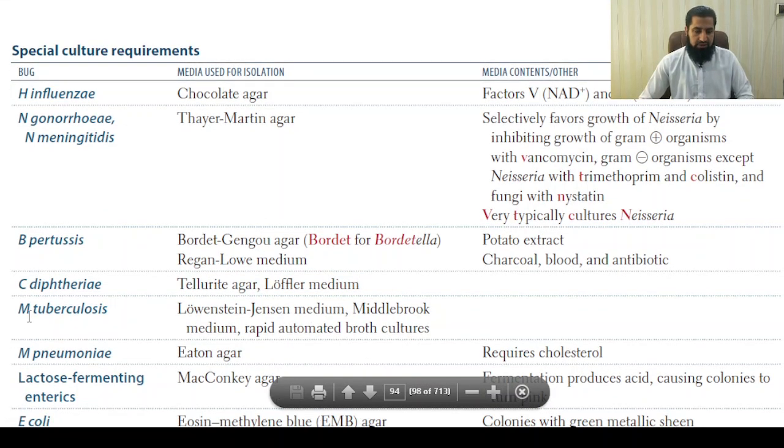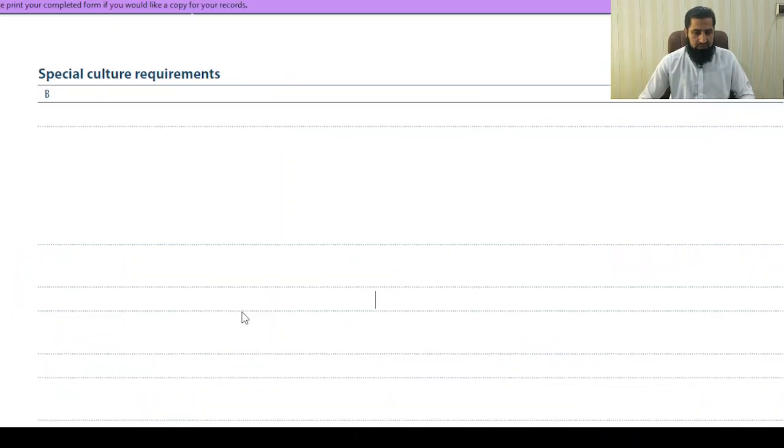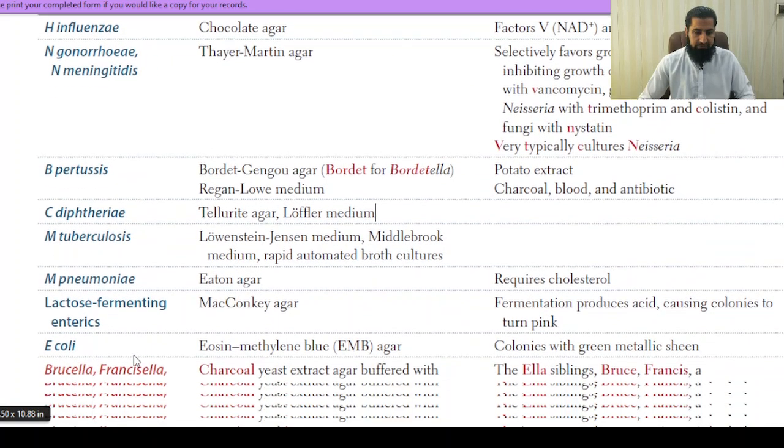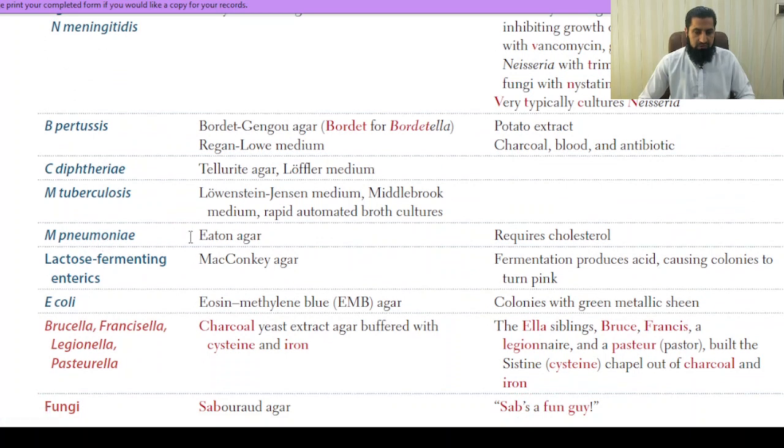Another bacteria, Mycobacterium tuberculosis. The media required for this is Lowenstein-Jensen medium, Middlebrook medium, and rapid automated broth cultures. Mycoplasma pneumoniae requires Eaton's agar. This medium requires cholesterol.